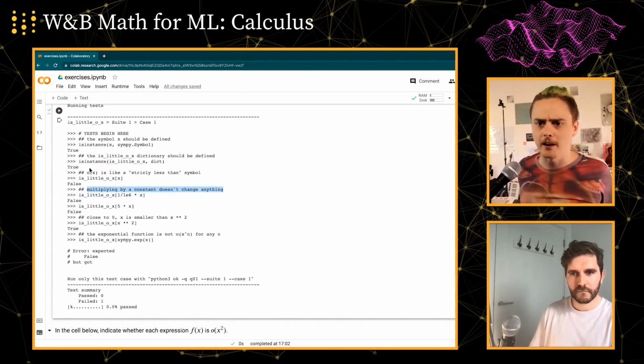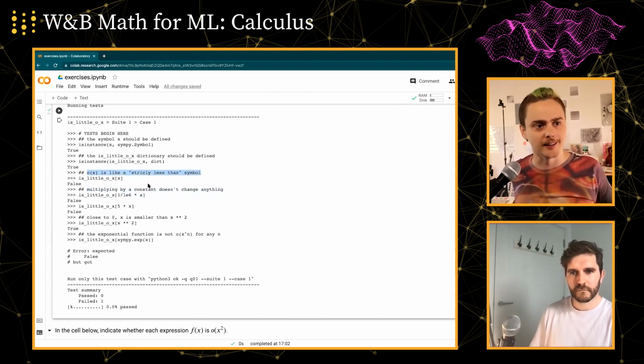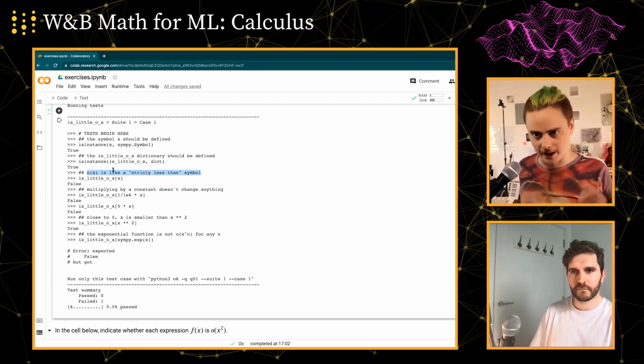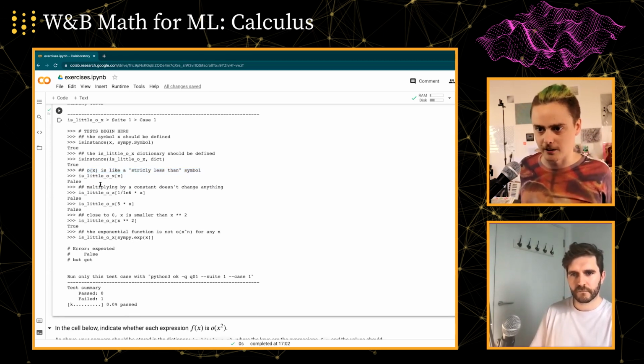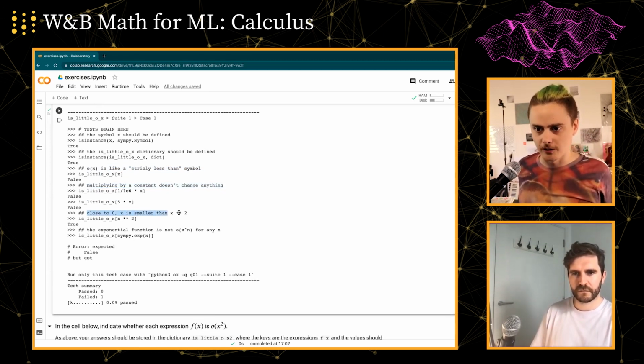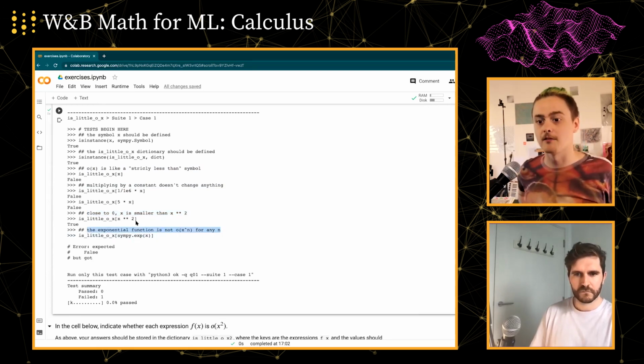The first one there, little o of X is like a strictly less than symbol. X is not strictly less than X. X is less than or equal to X, but X is not strictly less than X. That was one of the things I wanted to get across in the first one. Yeah, multiplying by a constant doesn't change anything. Yeah, close to 0, X is smaller than X squared. And then finally, the exponential function is not little o of X to the n for any n.